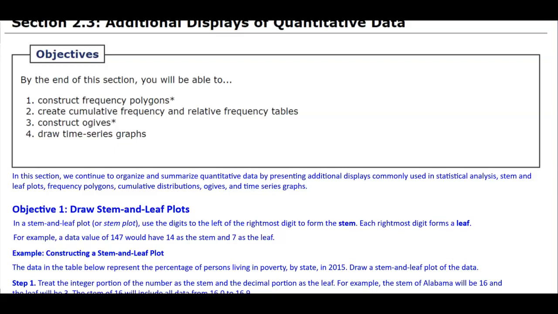Now for the first objective, number 1, we're going to draw stem and leaf plots. In a stem and leaf plot, or stem plot, we use the digits to the left of the rightmost digit to form the stem, and each rightmost digit forms a leaf. So for example, a data value of 147 would have 14 as the stem and 7 as the leaf.